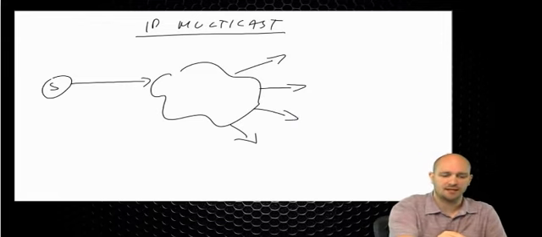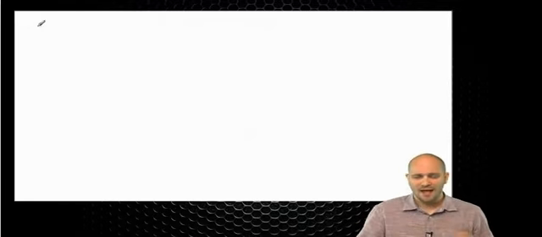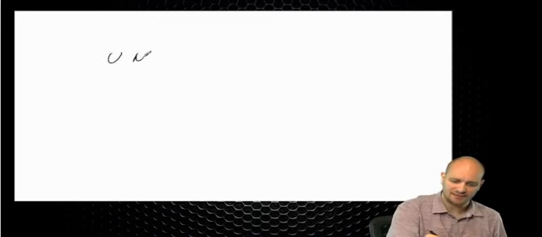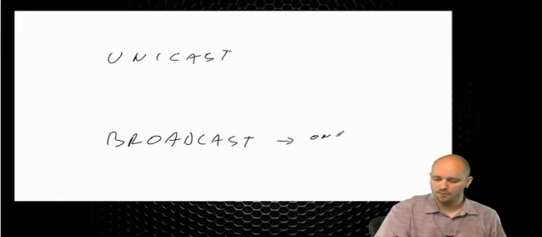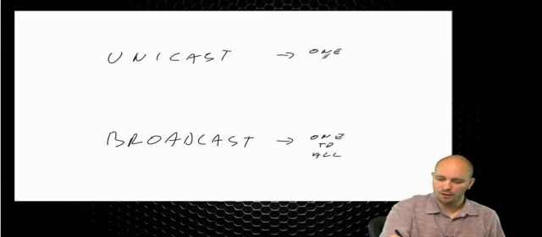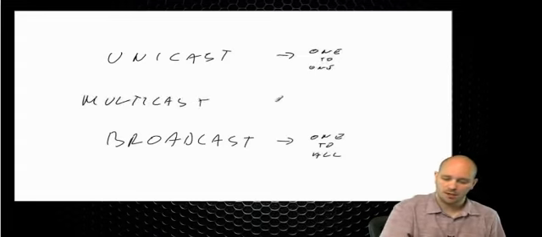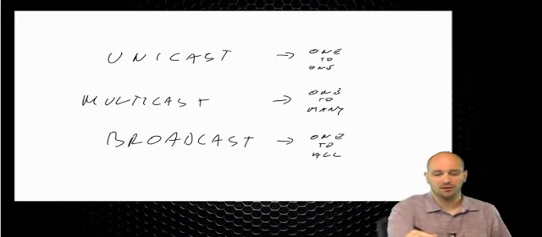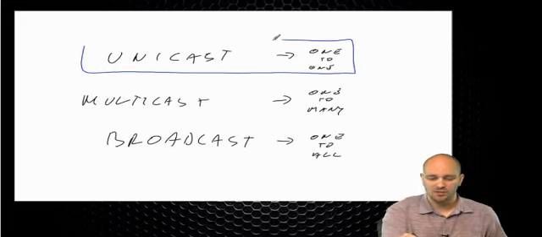Now, IP multicast is a concept, or I would say not necessarily IP multicast, but multicast traffic delivery is something that sits between unicast and broadcast. Now, broadcast is of course one to all, and unicast is of course one-to-one communication. Now, multicast is one to many.